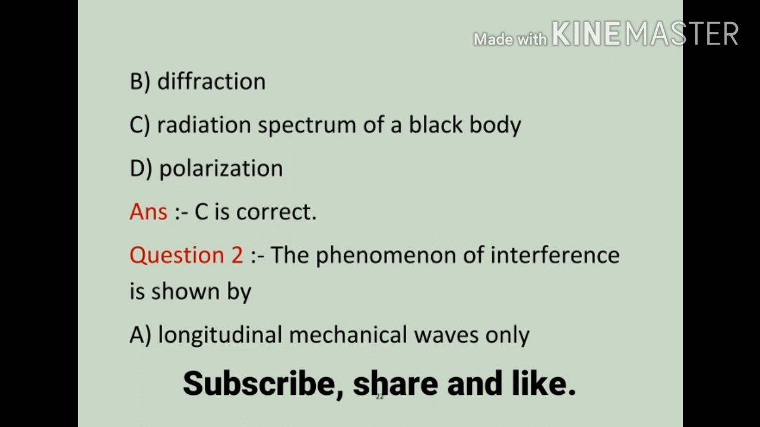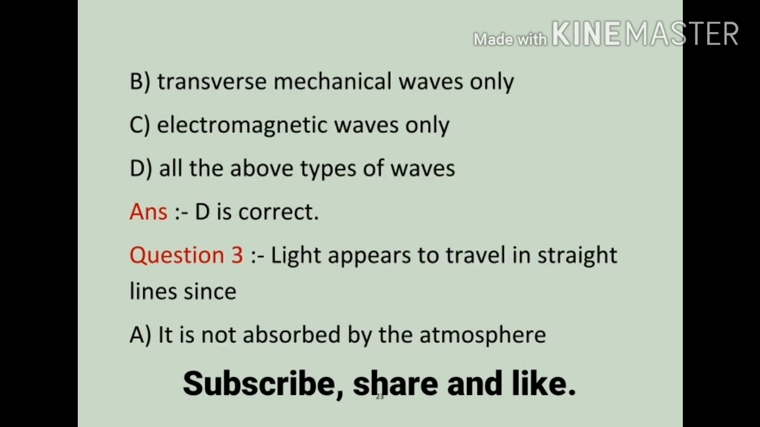And question 2, the phenomenon of interference is shown by option A, longitudinal mechanical waves only, option B, transverse mechanical waves only, option C, electromagnetic waves only, option D, all the above types of waves. And for this, correct option is D. So option D is correct.